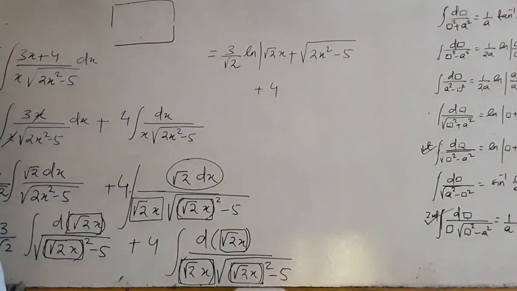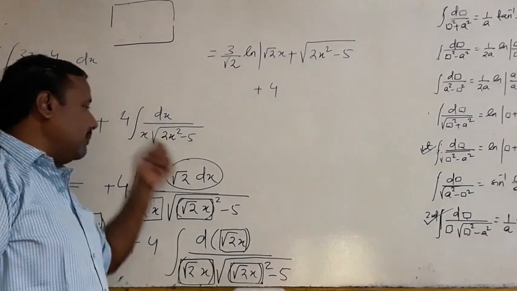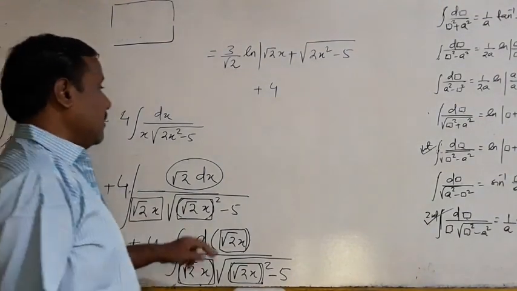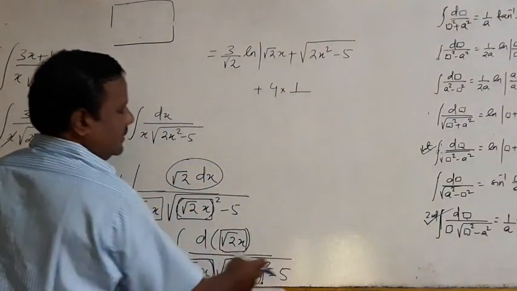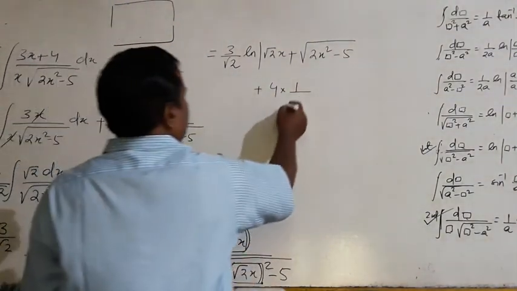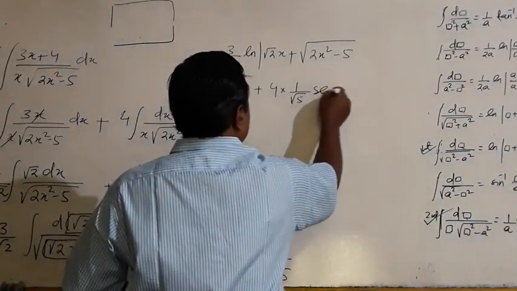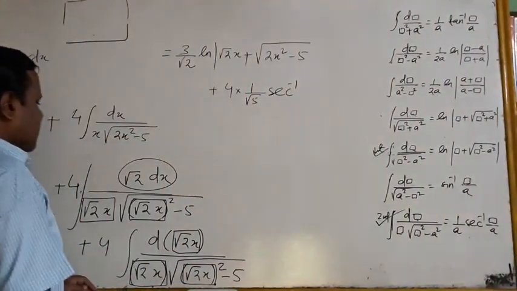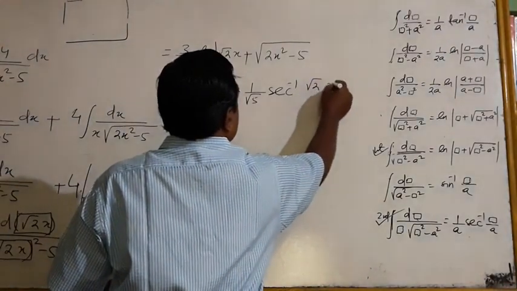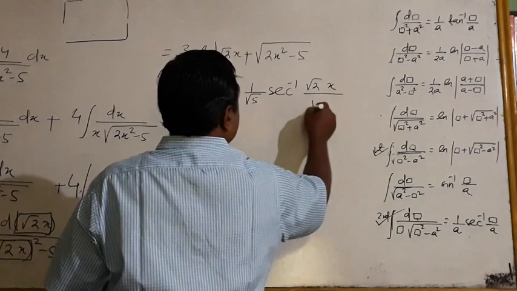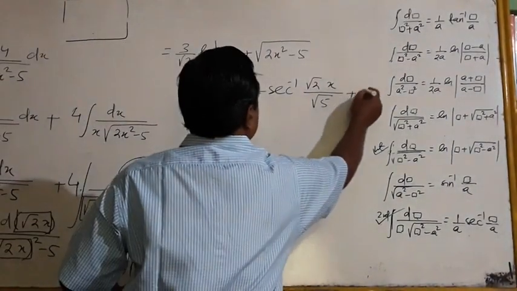And in this part, what you have to do? d box by box into box square minus a square, and its formula is 1 by a. A means root 5. 1 by a, sec inverse, box by a. What is box? It is root 2x by a. A means root 5. Mind it. Plus. This is your answer.